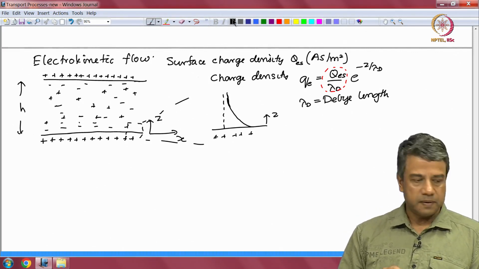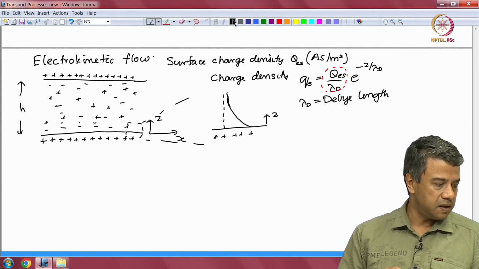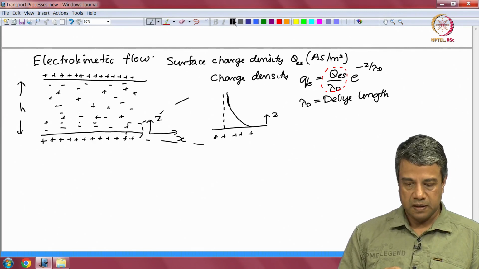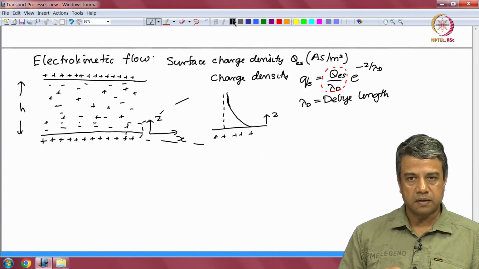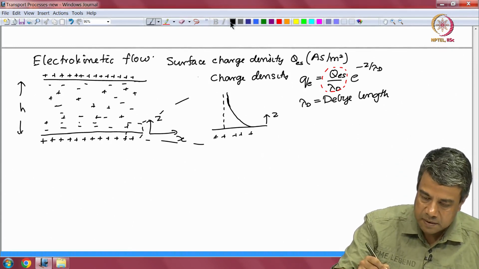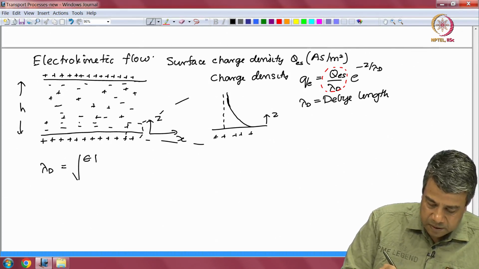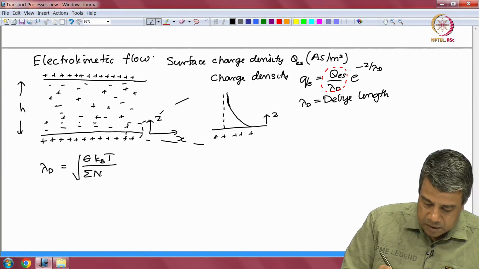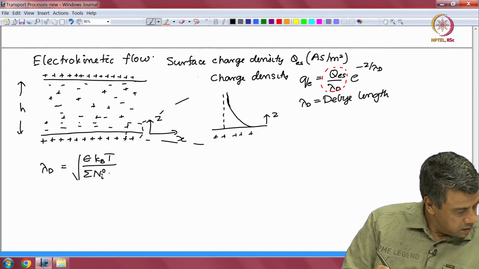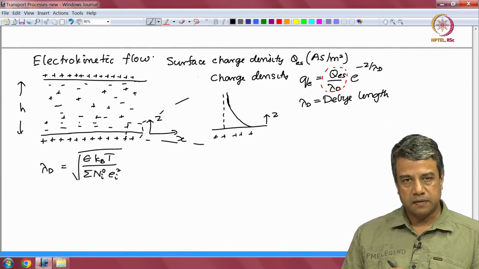Now, this Debye length depends upon the electrical properties of the fluid as well as the thermal properties. The expression for the Debye length, I will not bother to derive it. The expression for the Debye length close to a surface is square root of epsilon kBT by sigma Ni naught Ei square. So, let me explain the different terms in this.